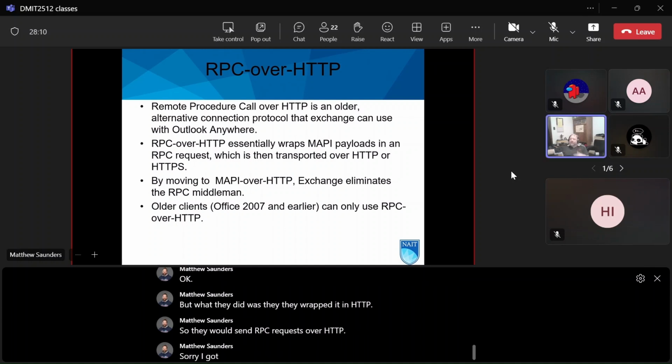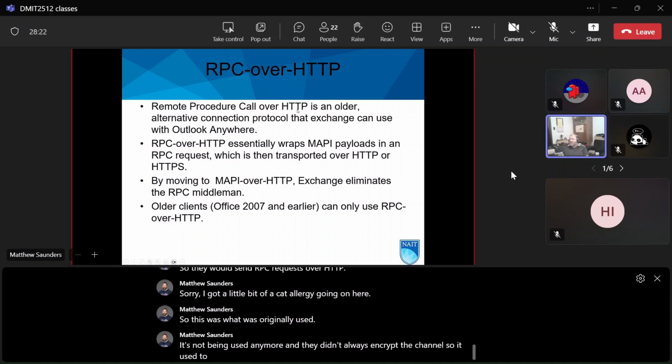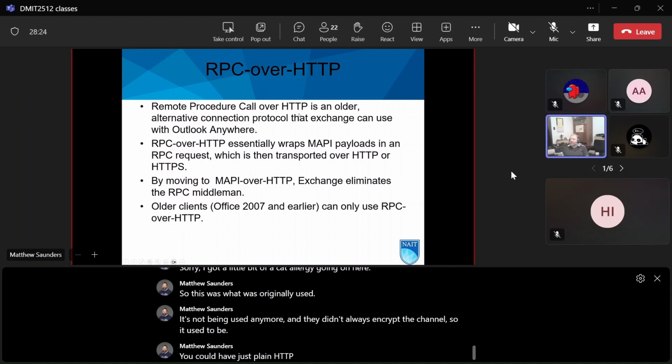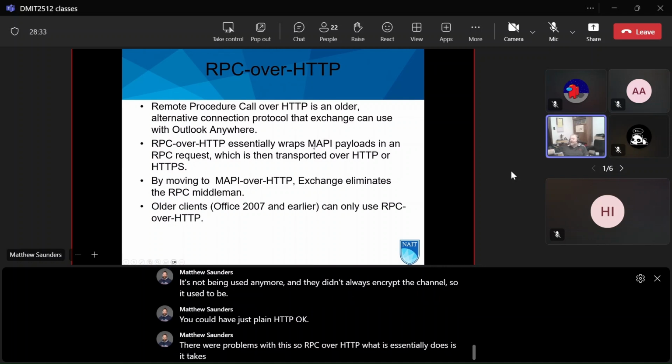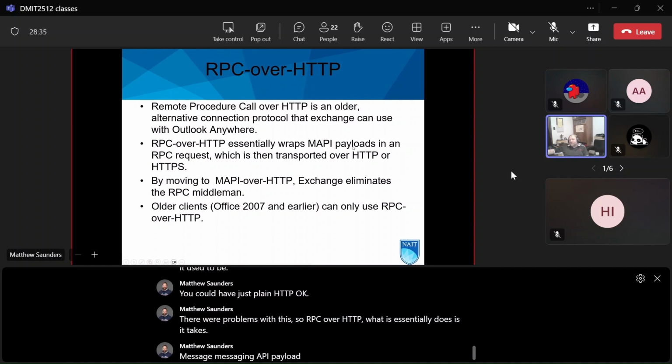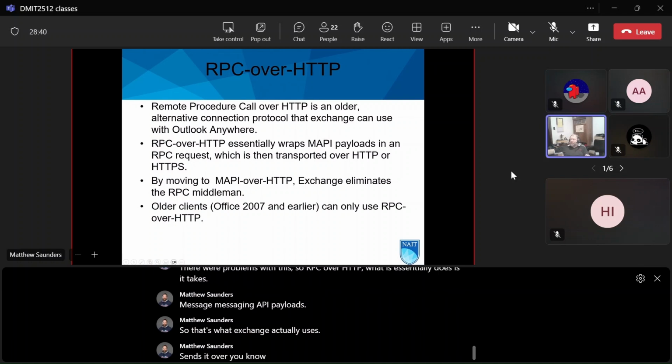Sorry, I've got a little bit of a cat allergy going on here. So this was what was originally used. It's not being used anymore. And they didn't always encrypt the channel, so it used to be you could have just plain HTTP. There were problems with this. RPC over HTTP essentially takes messaging API payloads, which is what Exchange actually uses, wraps it up over RPC, and then wraps that over HTTP.